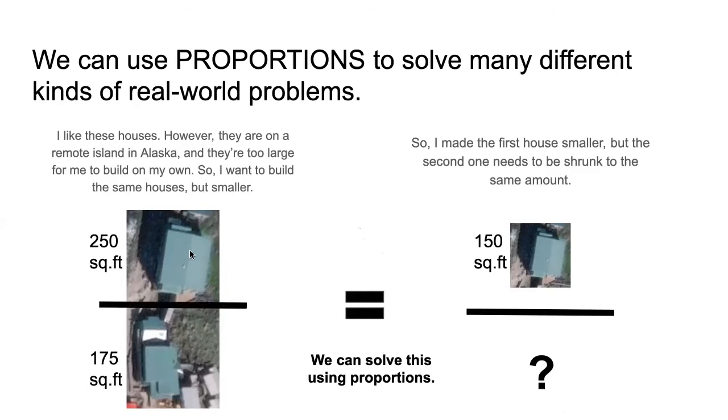So if the first house is 250 square feet on the island of Alaska, and the one on the bottom is 175 square feet. And then we make a new model of it, right? We shrink it. So we shrink the one on the top from 250 square feet to 150 square feet. How much are we going to have to shrink the one on the right to?